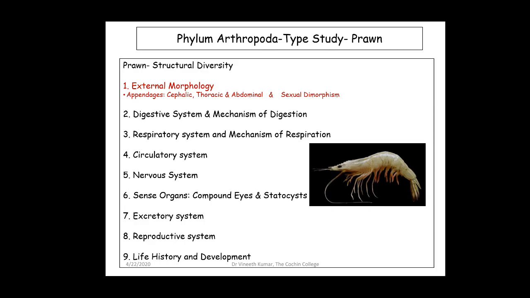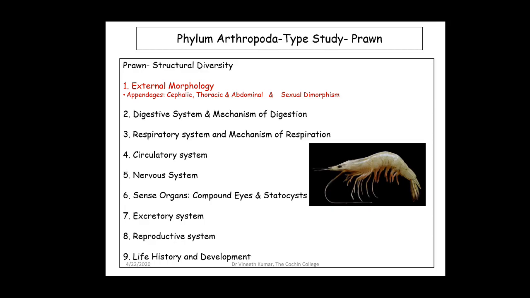You can see there are, as per the syllabus, 9 topics to be discussed under this type study. Of these, the last 2, reproduction and life history, will be dealt with in a single video. All the others will be provided in different videos.